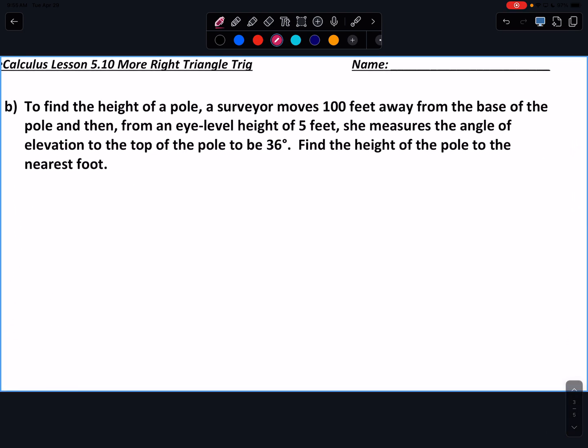To find the height of a pole, a surveyor moves 100 feet away from the base of the pole, and then from an eye level height of 5 feet, she measures the angle of elevation to the top of the pole to be 36 degrees. Find the height of the pole to the nearest foot. I want you to try to draw a diagram representing this. Don't even try to set up the math. I just want to see if you can draw a diagram to represent this. And I'll come around and look, okay?